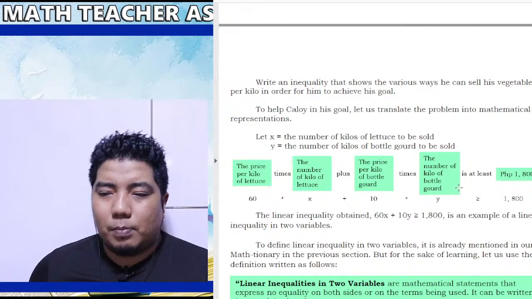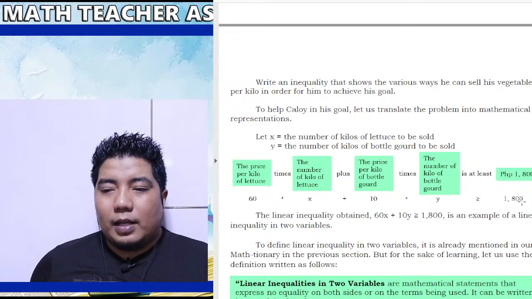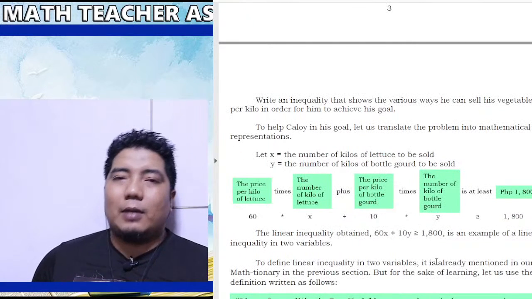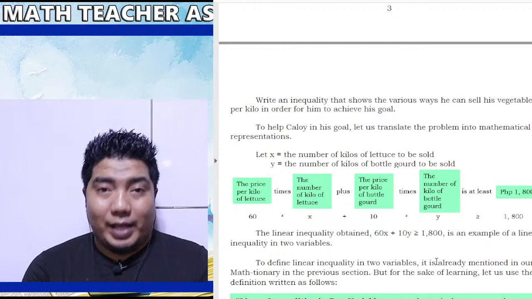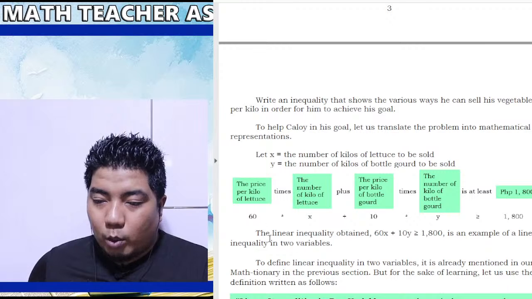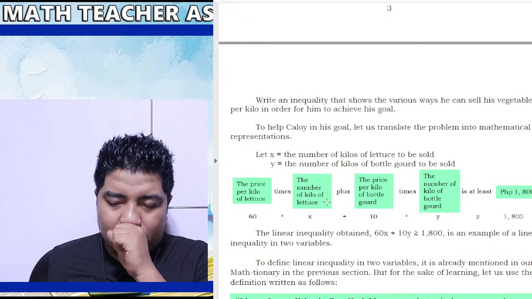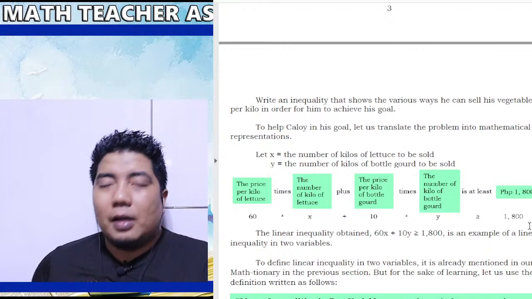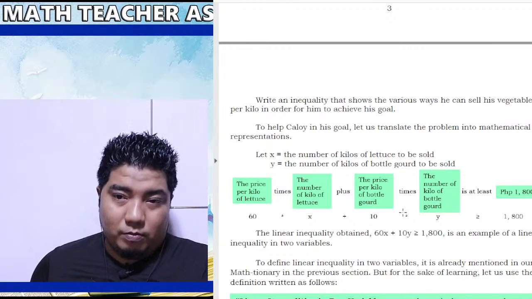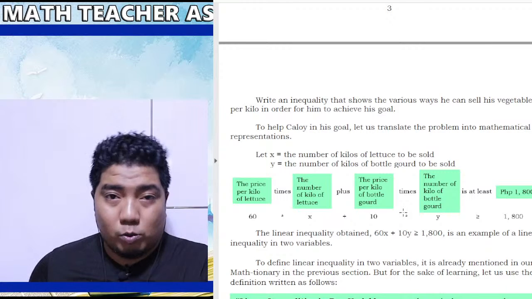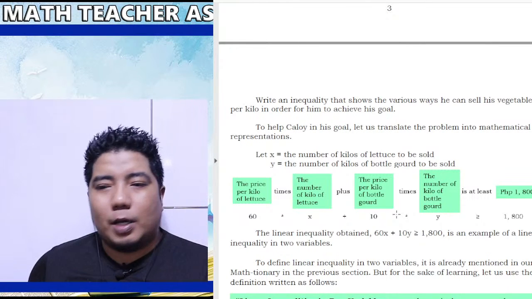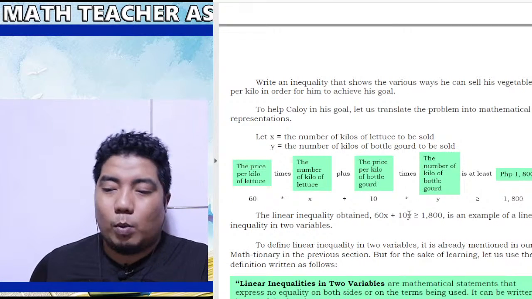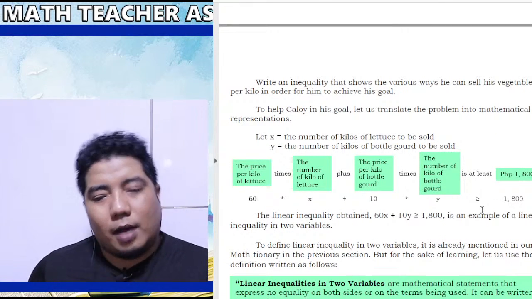Now, ang question ngayon, sir, bakit greater than or equal to 1,800? It's because ang goal nito is to raise at least. Ibig sabihin, hindi ka pwedeng bumaba sa 1,800. Therefore, itong expression na ito ay dapat mas malaki sa 1,800. Maging equal siya, good. Abot pa rin ang goal. Pero pag mas sumobra, yan ang ini-aim, para maabot ang goal ni Kaloy. Okay. Pero pag bababa pa sa 1,800 ang lalabas, then, hindi niya maabot yung goal niya. Okay.